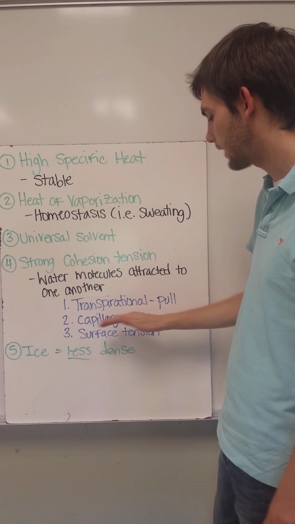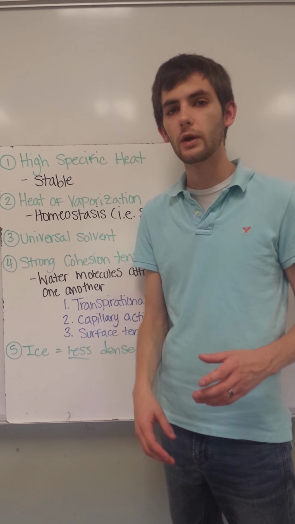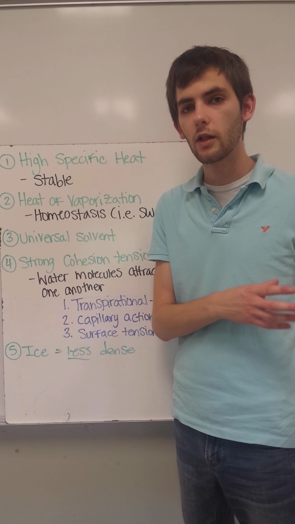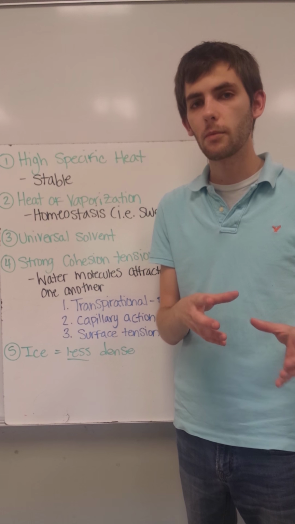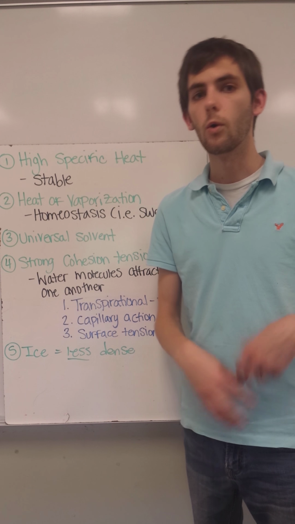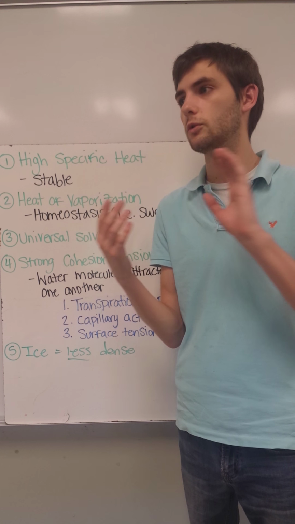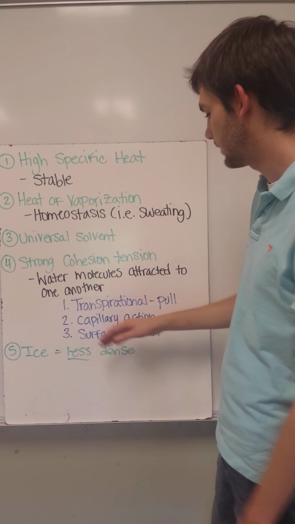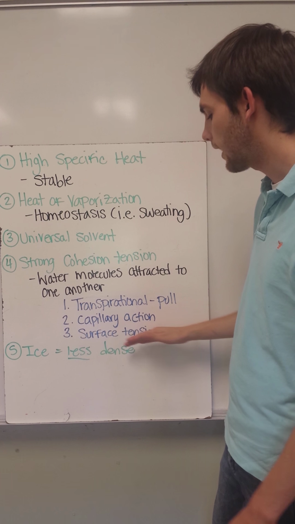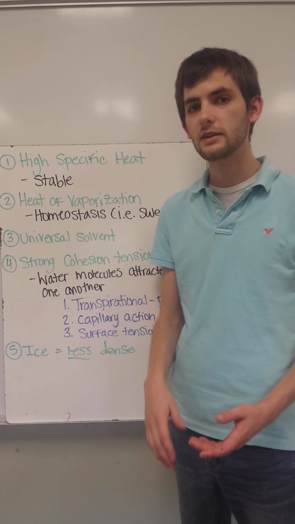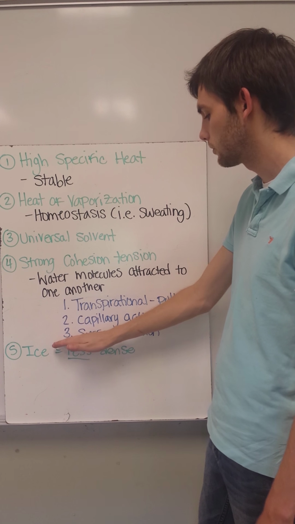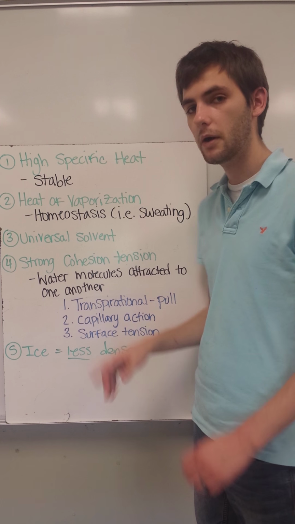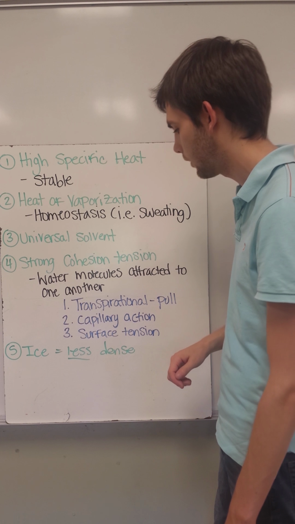The second example is capillary action, and this is when water molecules will be attracted to an unlike substance. So a water molecule attracted to a straw, or a water molecule attracted to a stem. Those are some examples of that. And the third is that it has a high surface tension, which means it's going to take a lot of energy to break the tension between water molecules. This is why you can see some bugs walk across the surface of water.